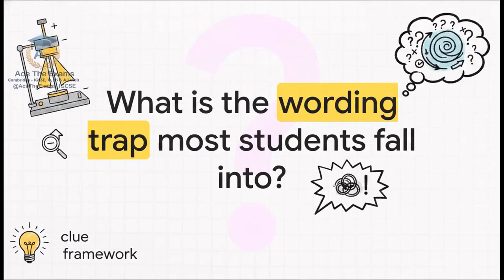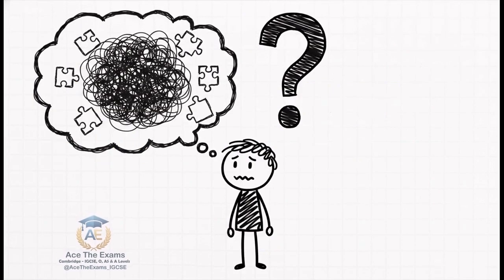Now in a moment, I'll show you the exact examiner clue for the gold leaf electroscope that changes your answer completely. But first, you need to understand the wording trap that makes that clue absolutely essential. Most students fall right into this trap, and it is brutal. So, here is your spot the error challenge.